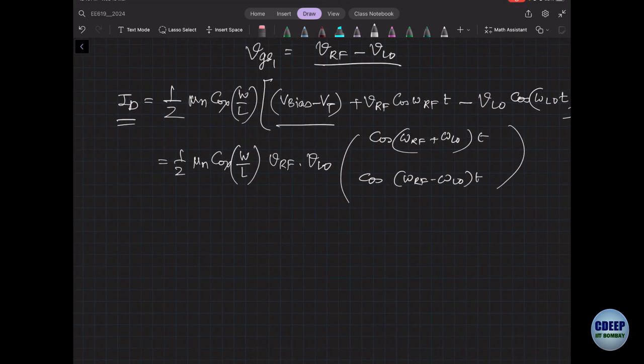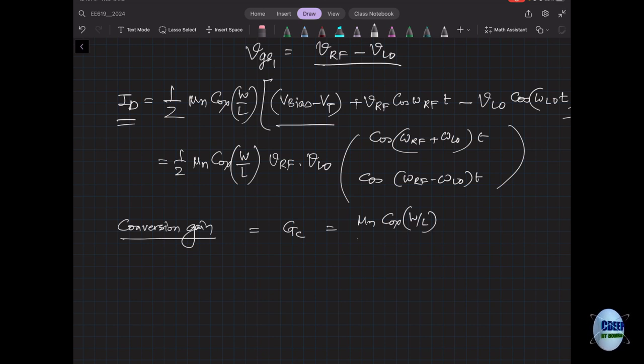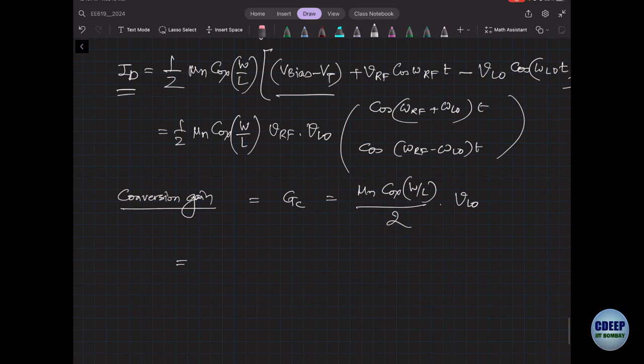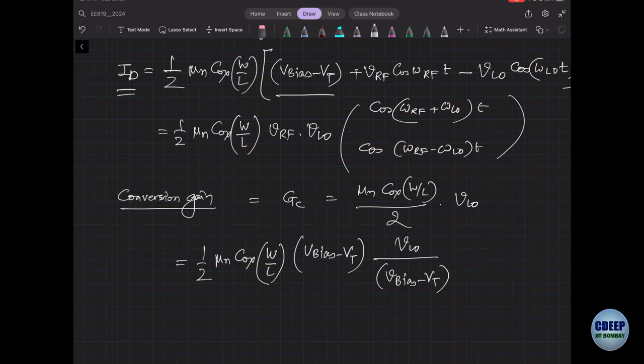Okay. And then, so the conversion gain would be? What will be the conversion gain? Can you tell me? Mu n C ox W by L, and divide by 2 and then VLO. Agree? Okay. So then we can say that's equal to half mu n C ox W by L, V bias minus VT, VLO divided by.